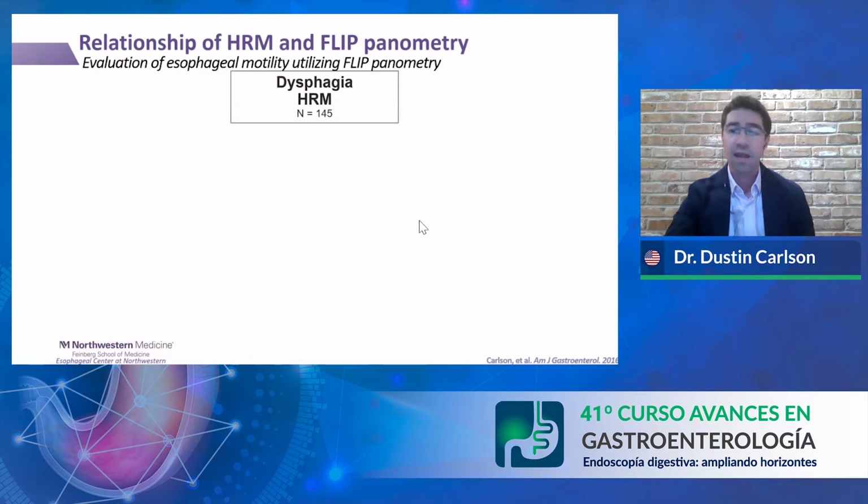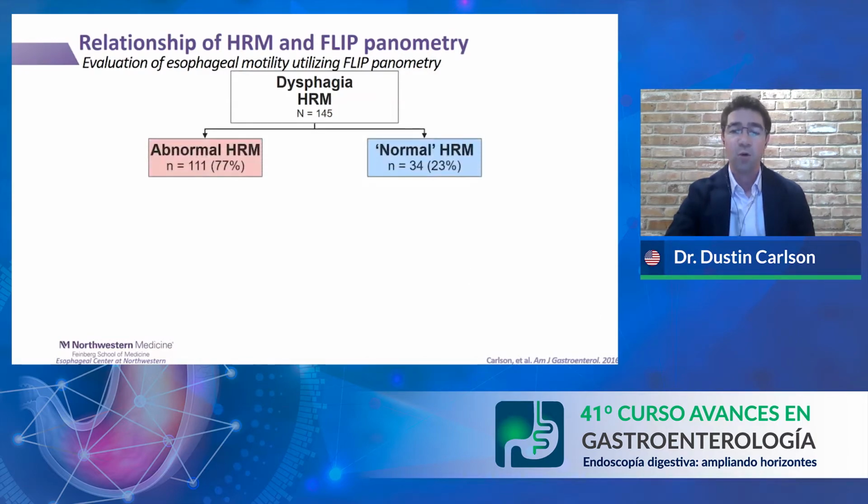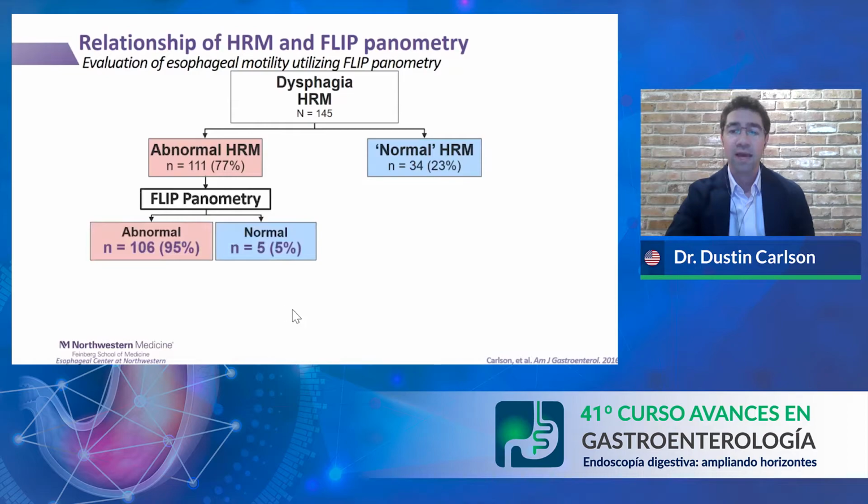And in this study, we evaluated 145 patients that were studied for dysphagia with FLIP during endoscopy and high-resolution manometry. And among those patients with an abnormal manometry, which was the majority, 95% also had an abnormal FLIP panometry. And included among these was all 70 of 70 achalasia patients included in this cohort. Thus, we concluded that FLIP could effectively identify major motor disorders, particularly achalasia.